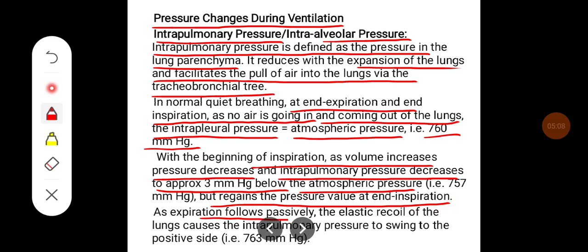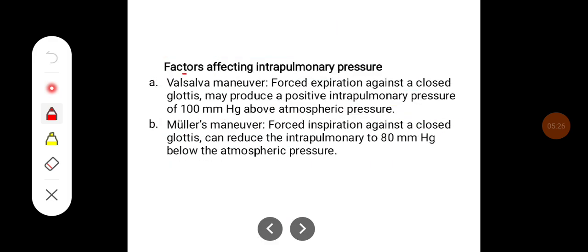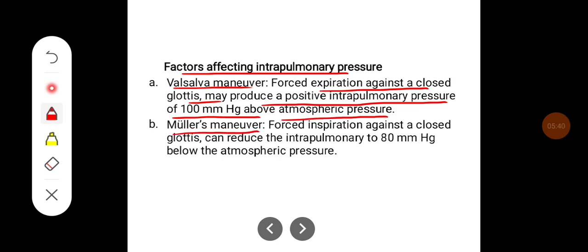As the expiration follows passively, the elastic recoil of the lungs causes intrapulmonary pressure to swing to the positive side, that is plus 3 mm of Hg, that is 763 mm of Hg. Factors which are affecting intrapulmonary pressure: Valsalva maneuver. Forced expiration against closed glottis may produce a positive intrapulmonary pressure of 100 mm of Hg above the atmospheric pressure. Muller's maneuver is a forced inspiration against a closed glottis and can reduce the intrapulmonary pressure to 80 mm of Hg below the atmospheric pressure.